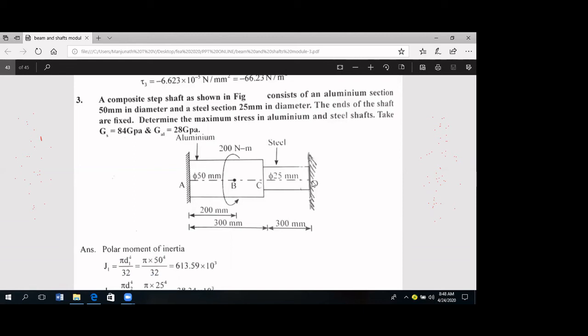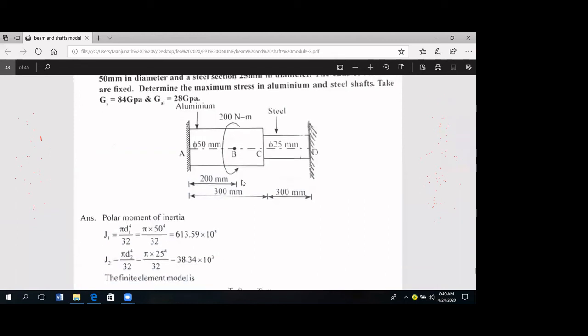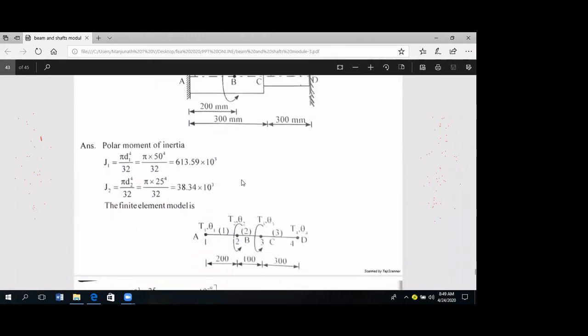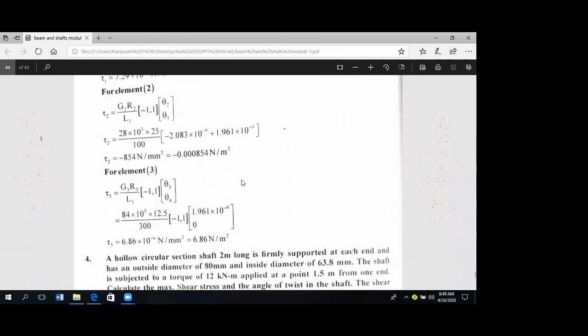Then, as they are eliminated, you can find theta 2 and theta 3 at node number 2 and node number 3, the values for the angle of twist. Once you have the values for the angle of twist, you can find the shear stress for that particular case. I have shown a simple example for element number 2: tau 2 equals G2 R2 divided by L2, times [minus 1, 1] times theta 2, theta 3.